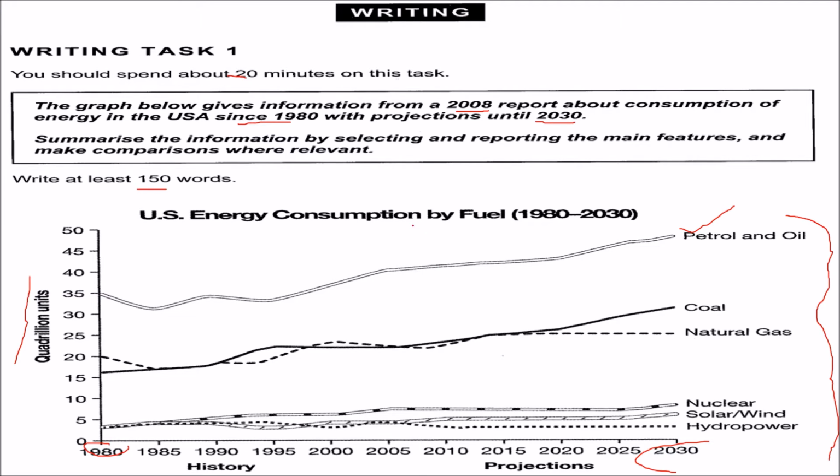So in this particular case, we see what exactly we need to concentrate on. In the first paragraph, we have to introduce that this is the graph of US energy consumption by fuel from 1980 to 2030, presented in 2008, and it consists of petrol and oil, coal, natural gas, nuclear, solar, wind, hydropower. That means renewable and non-renewable sources together.